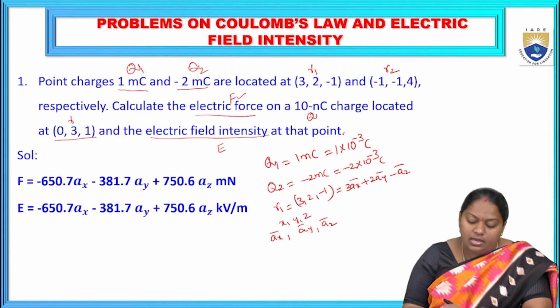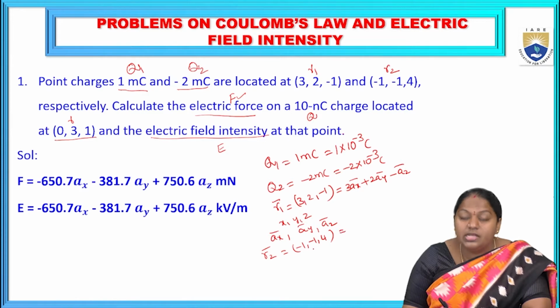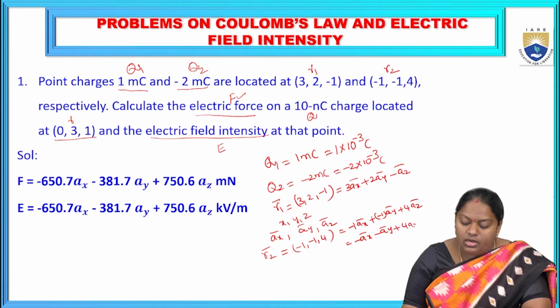Similarly R2 is also a vector, given as (minus 1, minus 1, 4) with only the magnitudes. If we represent it with the unit vectors, it is minus 1 into ax, plus minus 1 into ay, plus 4 into az, which is equal to minus ax minus ay plus 4 az. That is the R2 value.